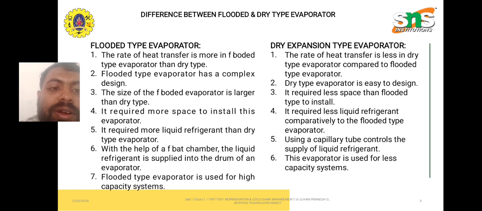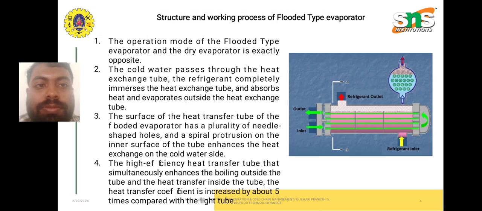With the help of a float chamber, the liquid refrigerant is supplied into the drum of an evaporator in flooded types. However, as for dry types, it uses a capillary tube which controls the supply of liquid refrigerant. Flooded type is used for high capacity systems. As for dry expansion types, they are used for less capacity systems. These are the differences between flooded type and dry expansion type evaporators.